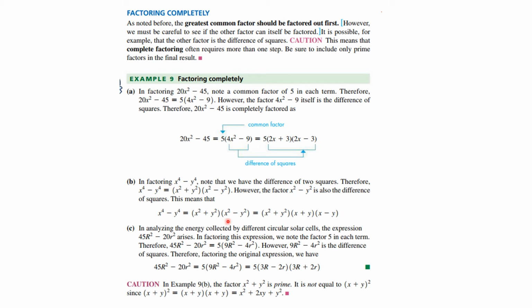But the other one is x squared minus y squared. It is a difference of perfect squares. So that is x plus y times x minus y.